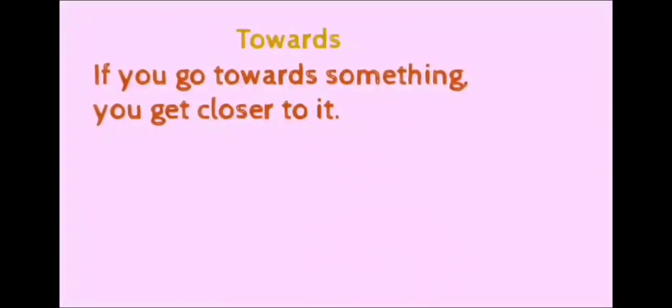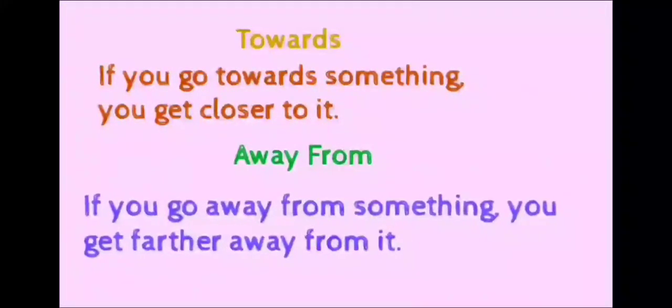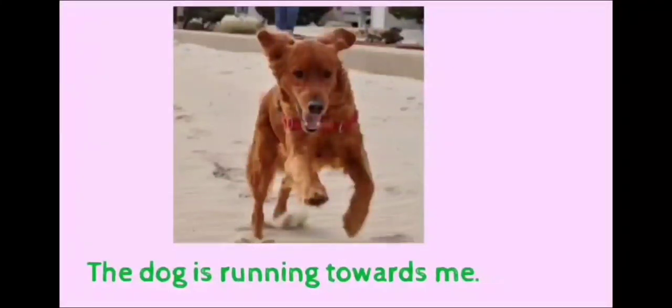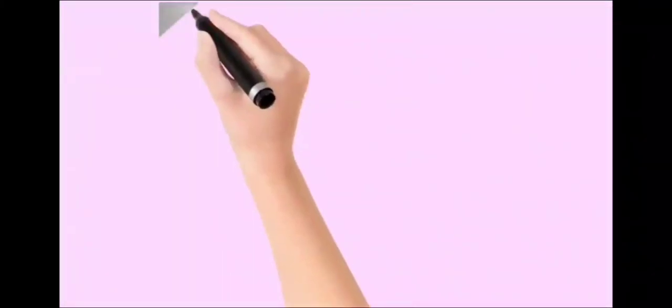Towards. If you go towards something, you get closer to it. Whereas in away from, if you go away from something, you get farther away from it. Now we have to look at this very keenly. See, the dog is running towards me. So the movement of the dog shows the direction being towards me. Whereas in this, the boy is running away from me. The direction of this running is away from me.